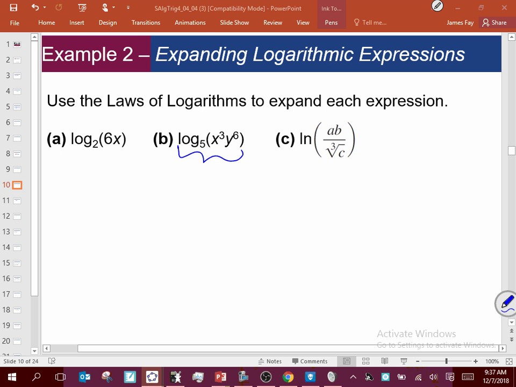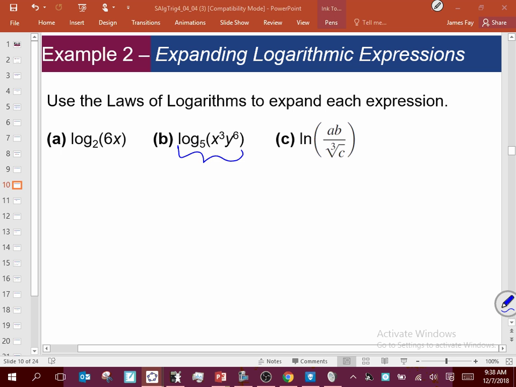Now, you see in part B, x to the third times y to the sixth, right? You have multiple logarithmic laws existing there. Okay? Does anybody know which one is kind of the dominating one, the one we deal with first here? When we want to expand things, multiplication and division are the two that you want to address first. Okay? So we have multiplication there, right? X to the third times y to the sixth.